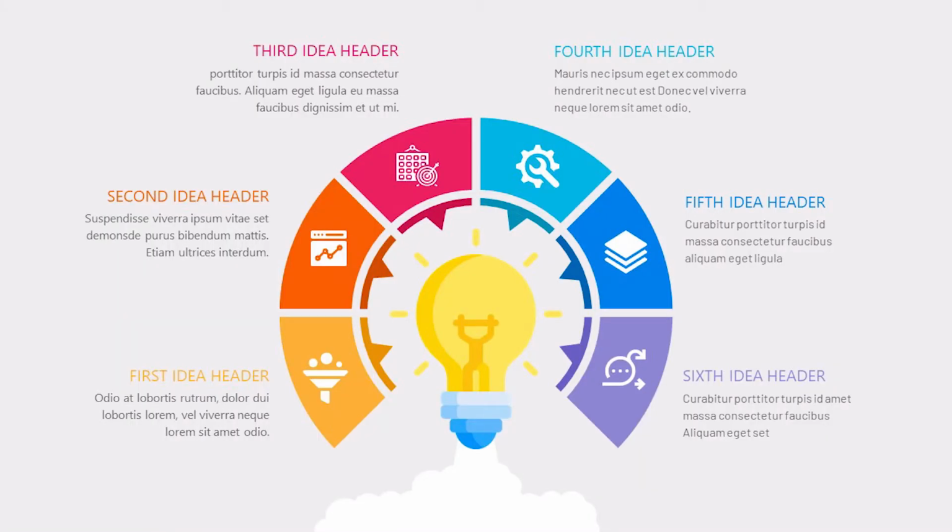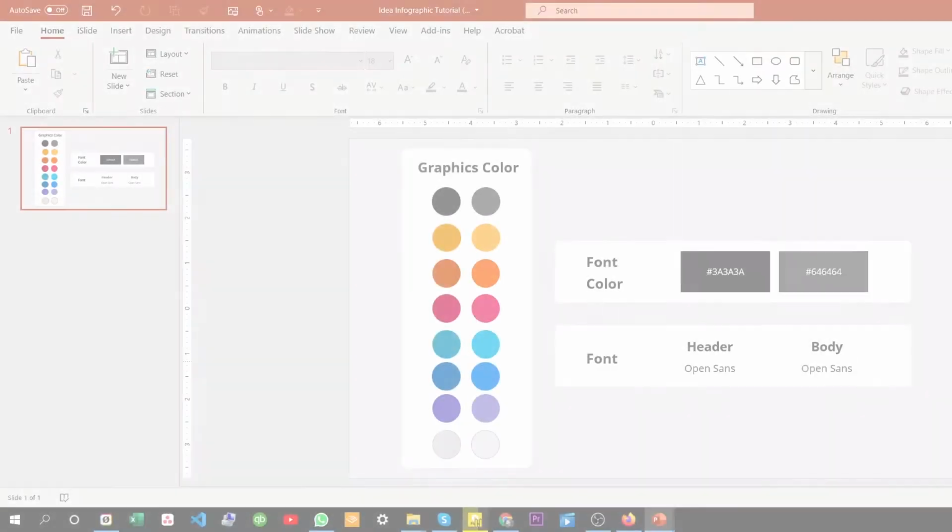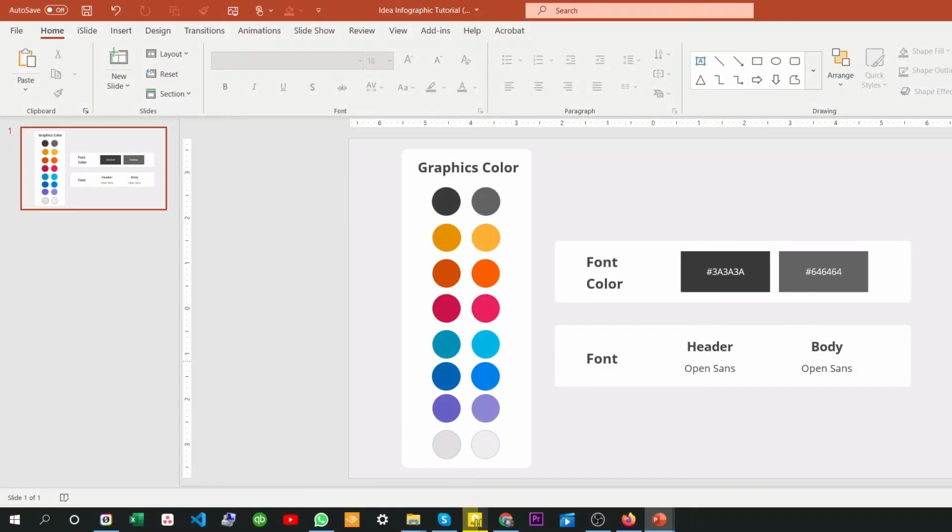Today we are going to learn how to create a presentation slide just like this. So here is the color and font that I am going to use to create this infographic in PowerPoint. First we need to insert a blank slide. Let's click on this slide and hit enter on the keyboard.